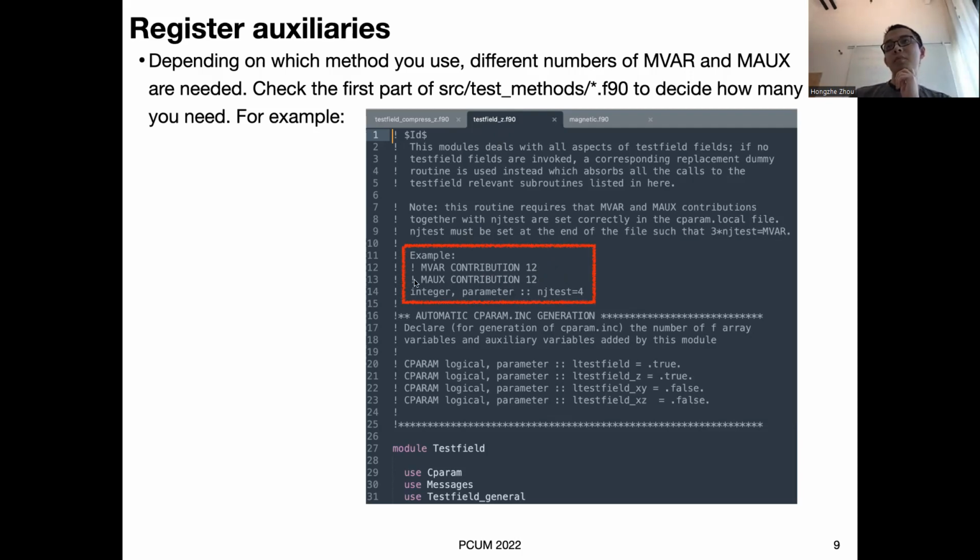For the compressible method, I think the number is much larger than this. It's 26 or something. So if you run a compressible test field method, it will be much slower and you will need more CPU hours to do that.